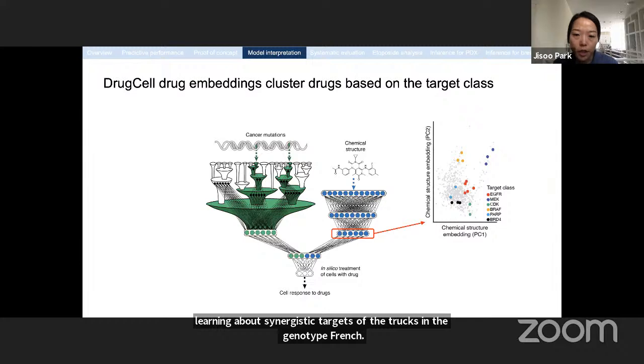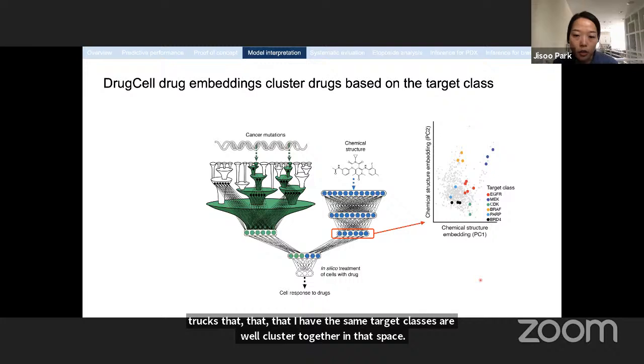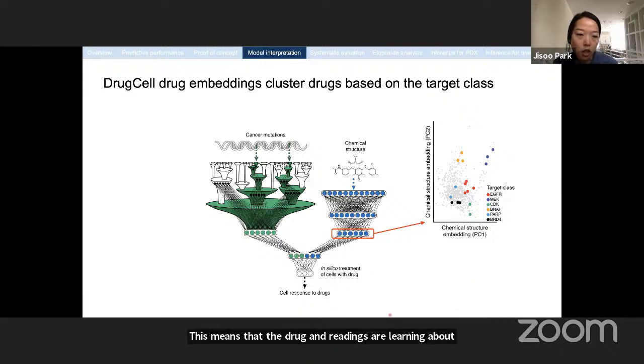To find the answer to that question, we examined the inner workings of the DrugCell model more closely. We first looked at what the drug embeddings that DrugCell learned recapitulate. We performed PCA on the top level of drug embeddings and visually inspected the data points in two-dimensional space. And then we observed that the drugs that are in the same target classes are well clustered together in that space. This means that the drug embeddings are learning about the mechanism of action of each drug.